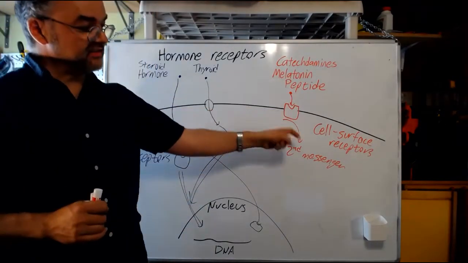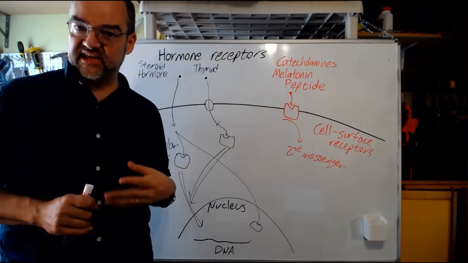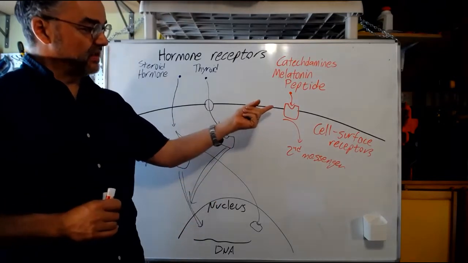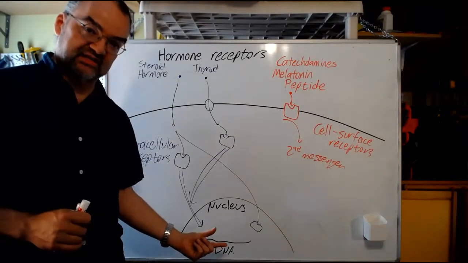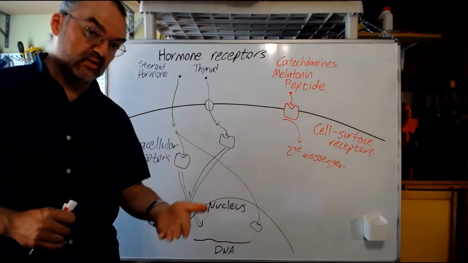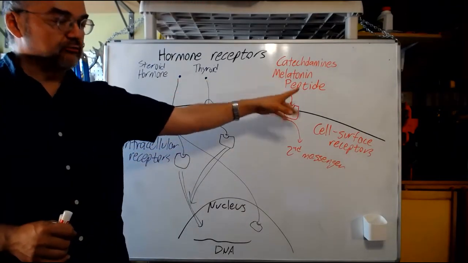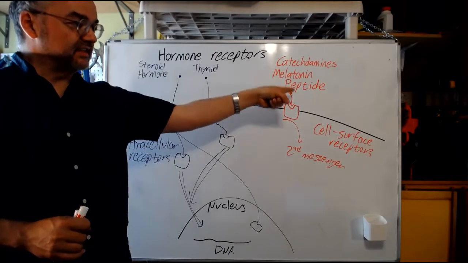These effects of cell surface receptors are usually relatively fast, taking place in seconds, minutes, hours, compared to the effect of these intracellular receptors, which can take hours, days, weeks to really have a big effect. So these are more rapid changes for the things that can't penetrate the cell.